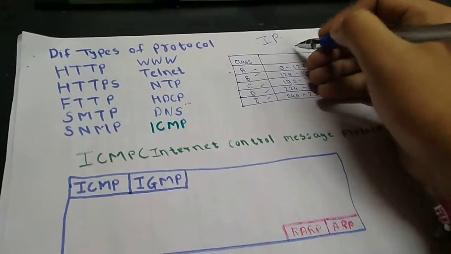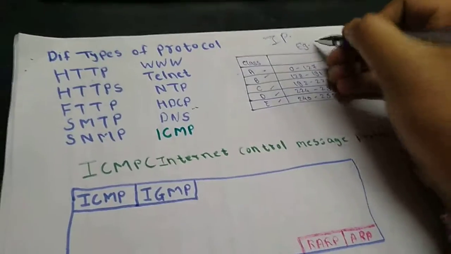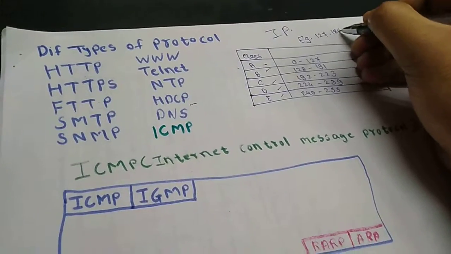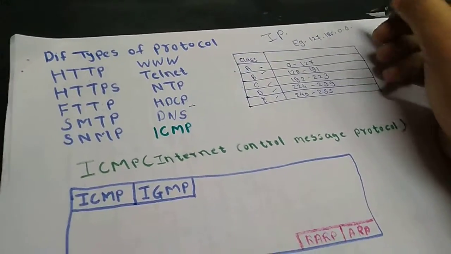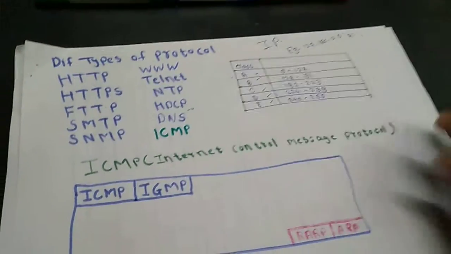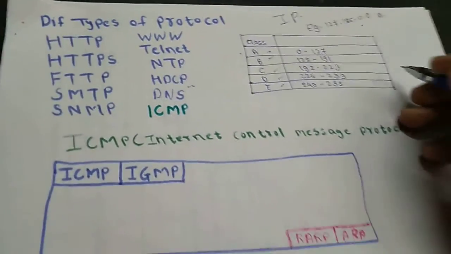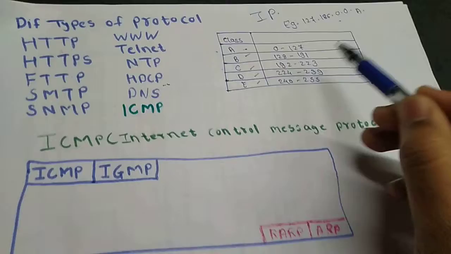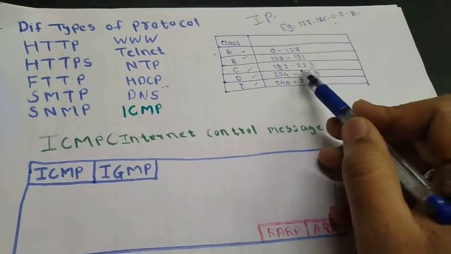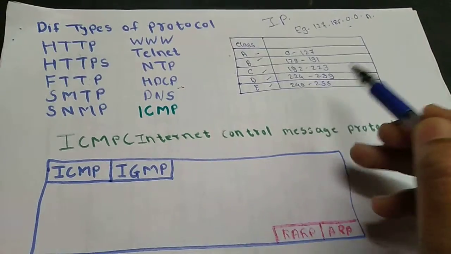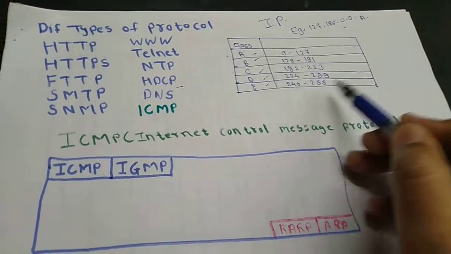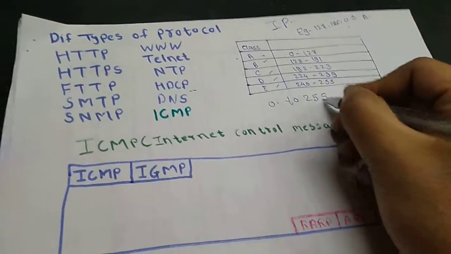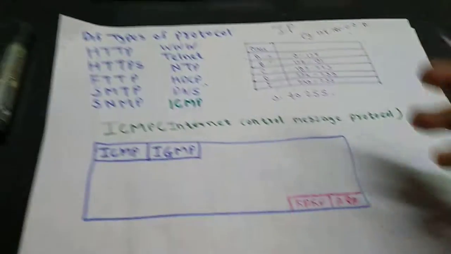Suppose, for example, 127.0.0.0. It is your first class, the A class, and it is normally not used. Then the second class is B, 128 to 191. Then C class is 192 to 223. D class is 224 to 239. And E class is 240 to 255. It is a 0 to 255 range, the IP range that is used.